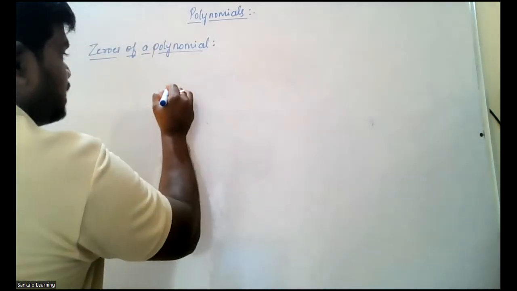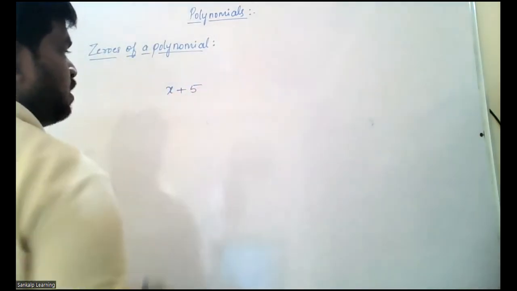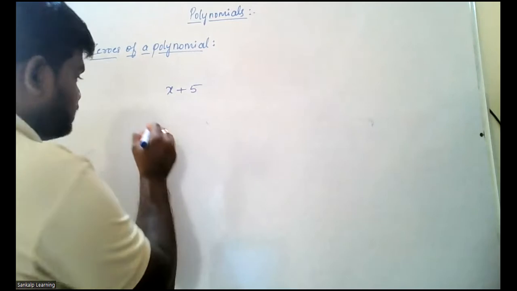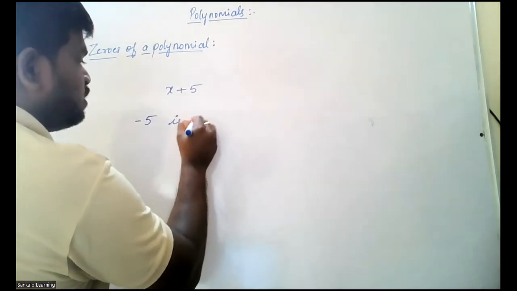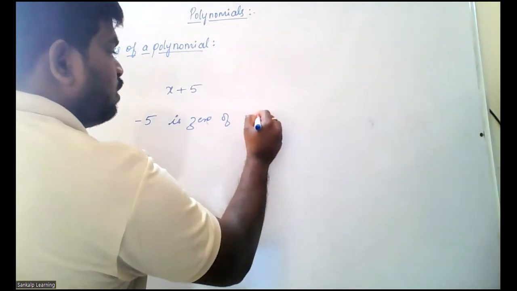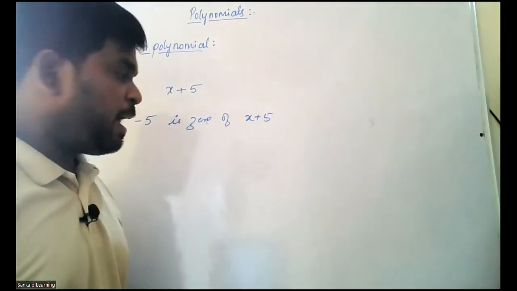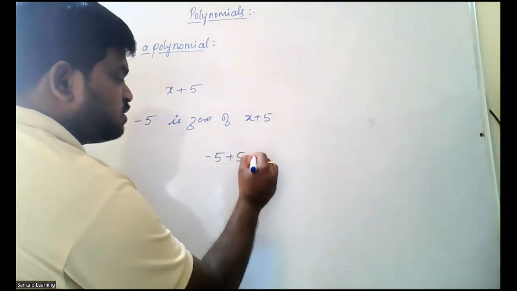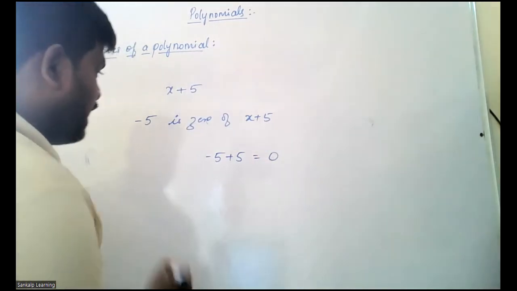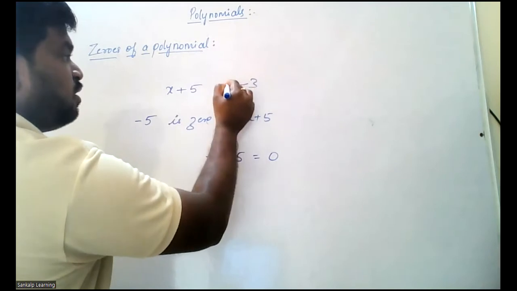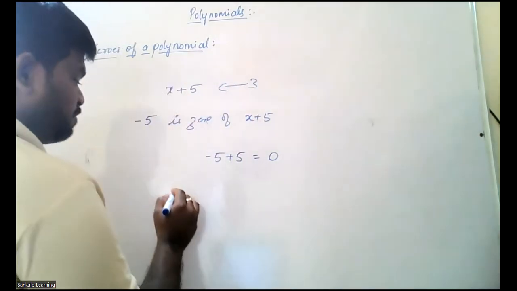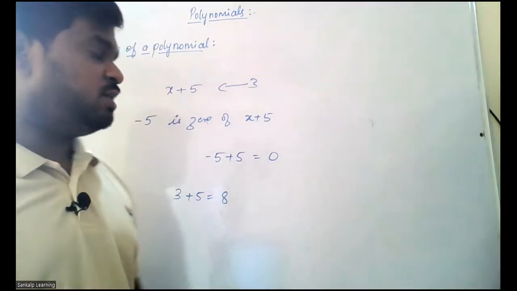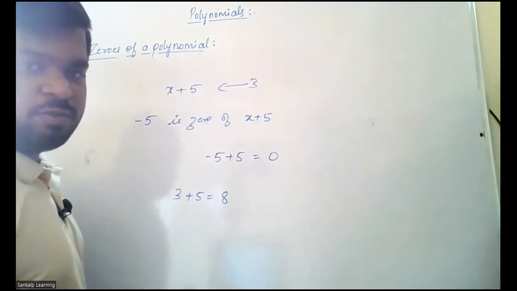For example, let's take a simple linear polynomial. This is a linear polynomial, isn't it? Because the degree is 1. Now I will say minus 5 is 0 of x plus 5. Why? Because if I substitute this value in place of the variable x, what is the final answer that I get? 0. Can I say 3 is 0 of this polynomial? No, because if you substitute 3 in place of x, 3 plus 5 gives you 8, but it doesn't give you 0, isn't it? Therefore, you cannot call 3 as 0 of the polynomial.